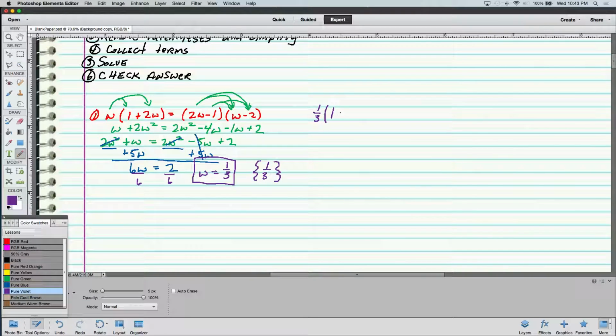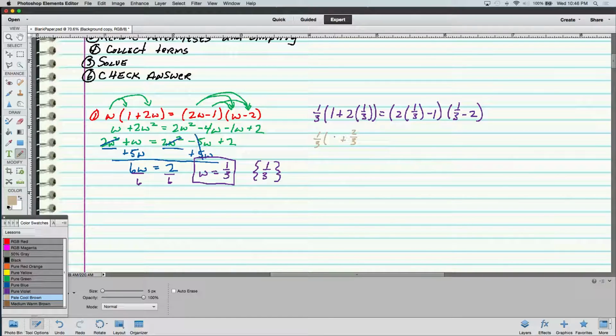1/3 times 1 plus 2 times 1/3 equals 2 times 1/3 minus 1, 1/3 minus 2. So now we just have to simplify this. We still have 1/3 on the outside over here. And now we have 2 times 1/3, which is going to give us 2/3.